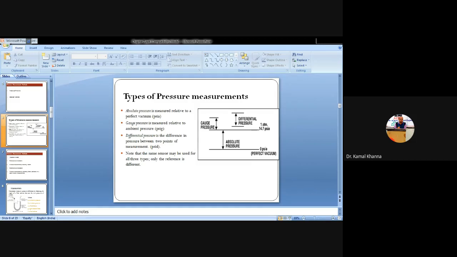You can see in the diagram also, we have a zero value, that is perfect vacuum. We have a gauge pressure above the absolute pressure. You can see with the cursor of my mouse that gauge pressure is always above the absolute pressure. So gauge pressure is defined as the pressure which is being measured by the pressure measuring device. Next is the vacuum pressure.